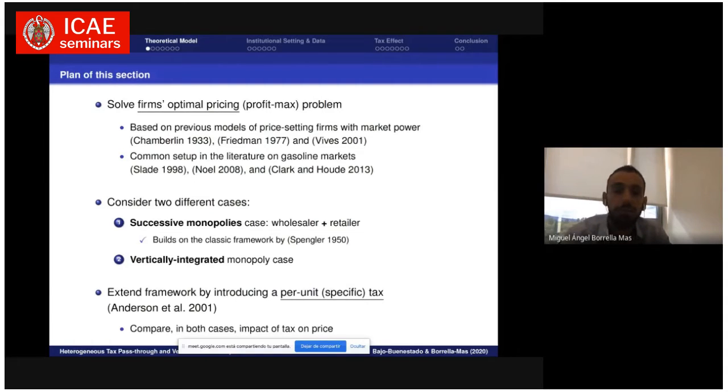We are going to consider 2 different cases. We are going to have a successive monopoly case with a wholesaler and a retailer, which builds on the classic framework by Spengler, 1950. And we also consider another case in which we have a vertically integrated monopoly. In both cases, what we are going to do is extend the framework by introducing a per unit specific tax, as done by Anderson et al. in 2001, comparing in both cases the impact of the tax on the final price charged to consumers.